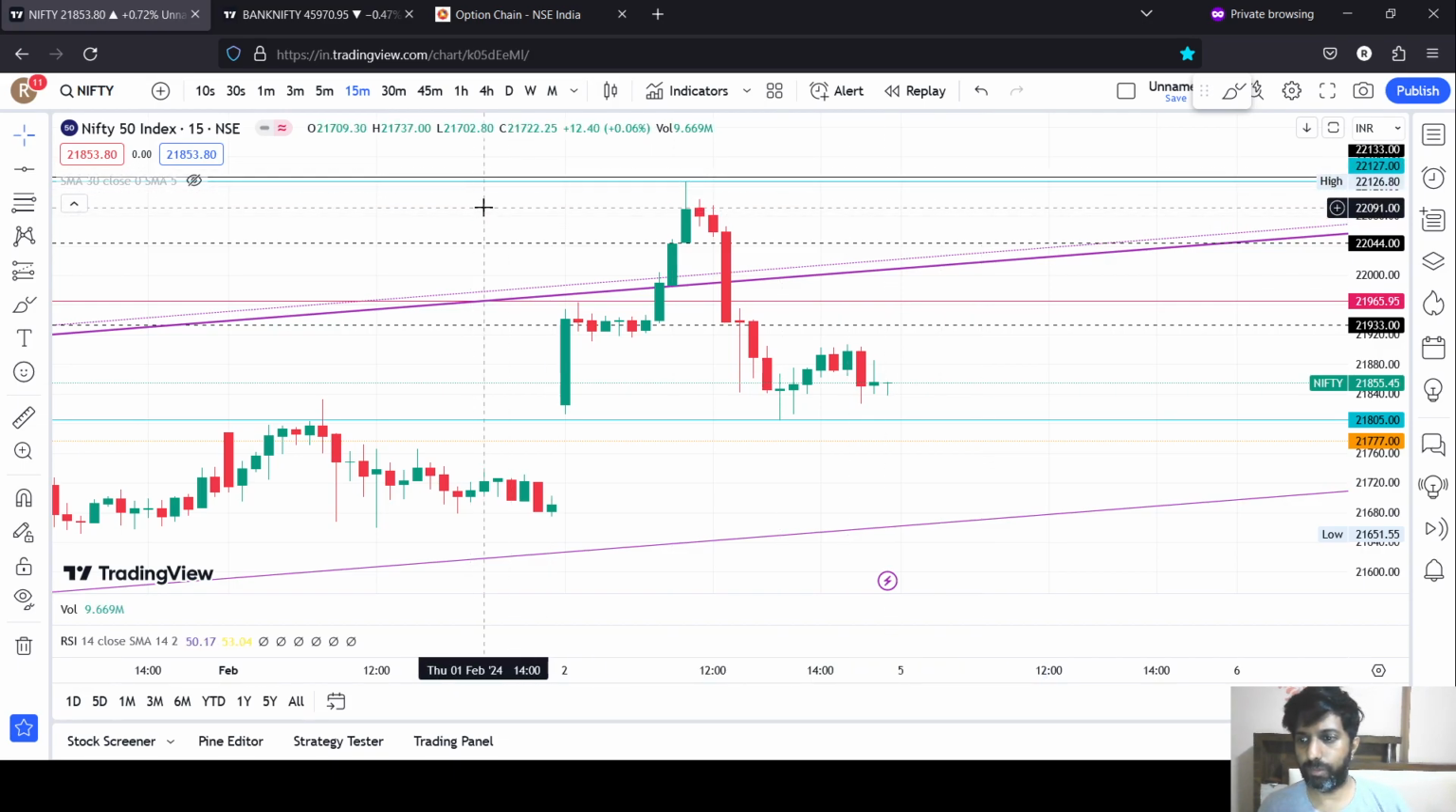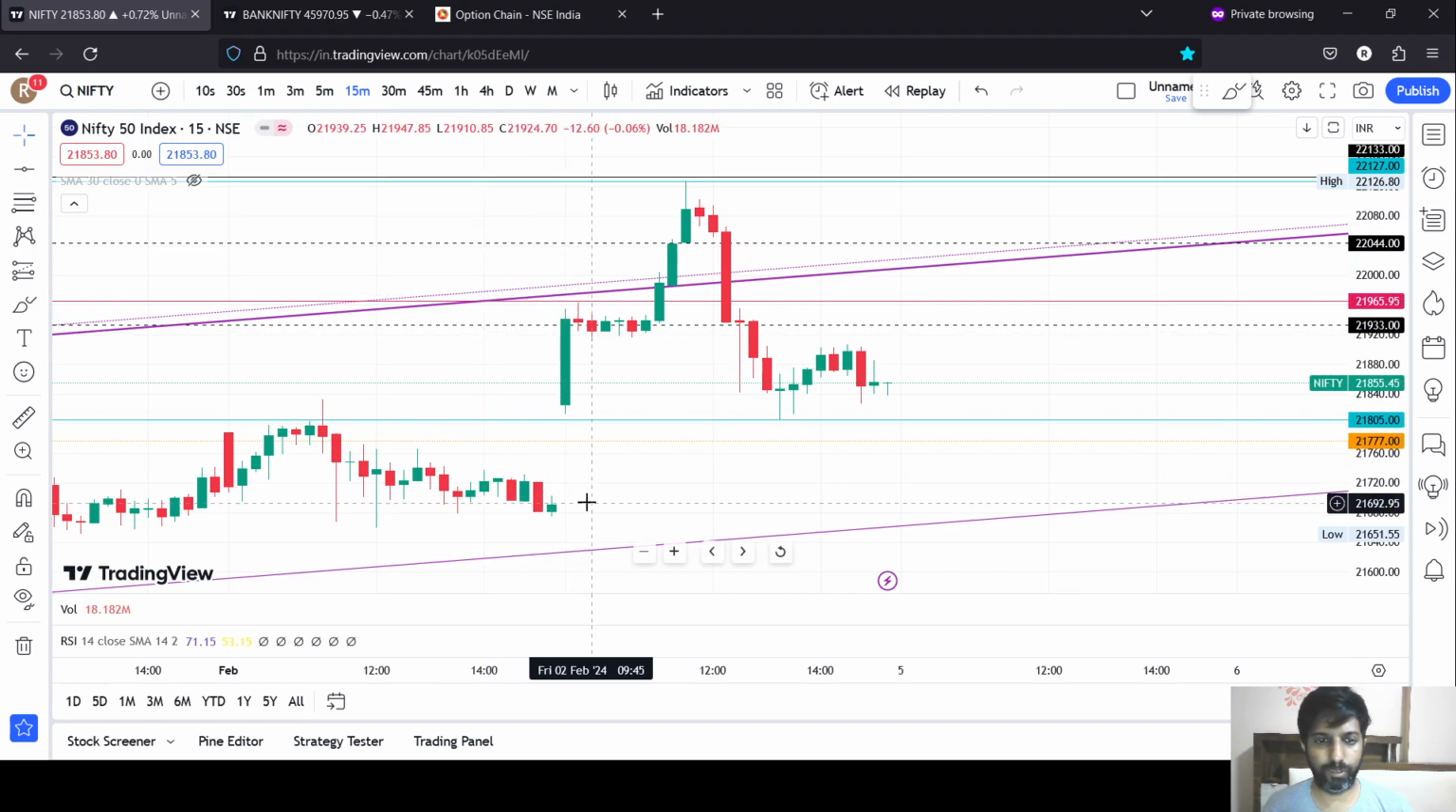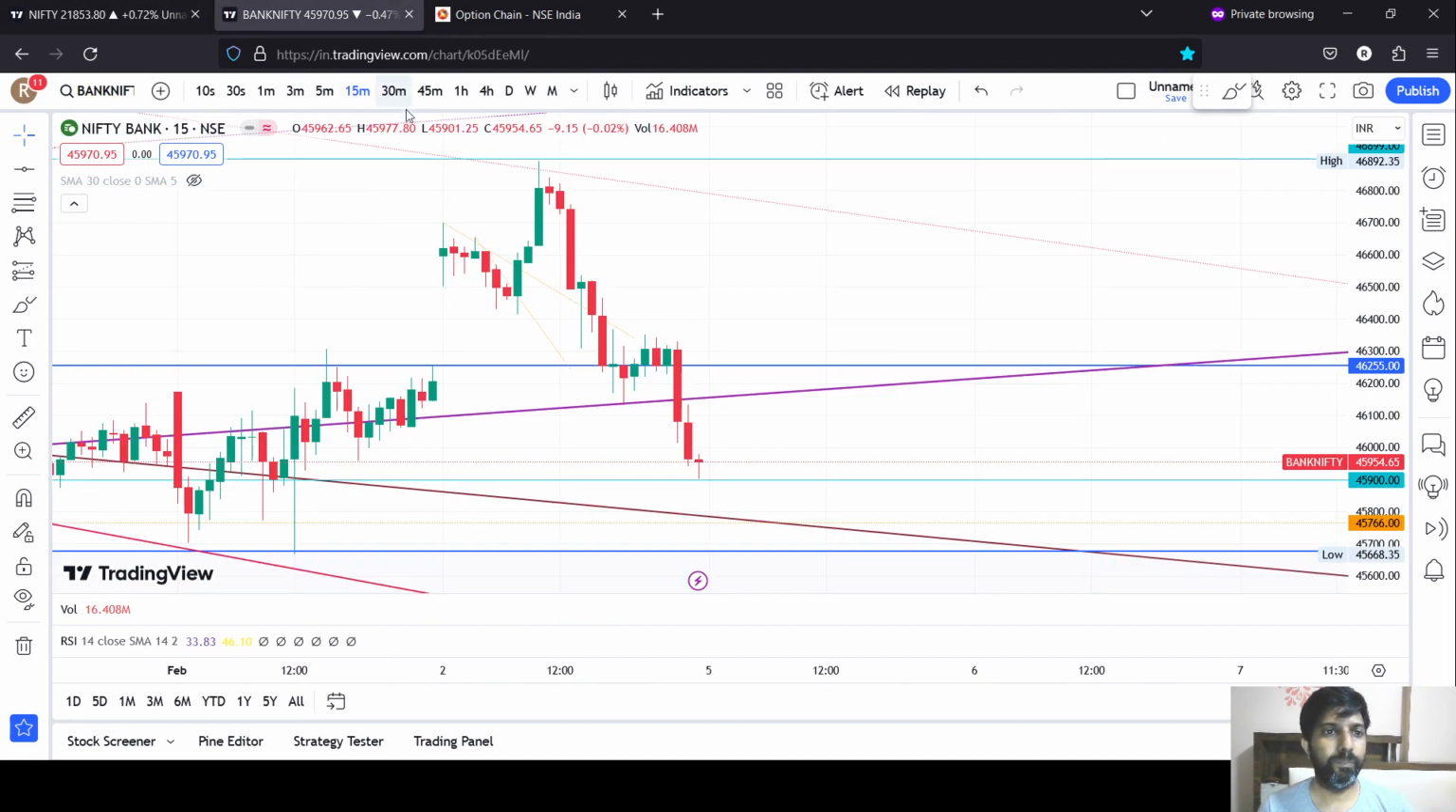On the downside, 21,805 is a critical level. If 21,805 gets broken down, and if the price sustains below it, then I think we can see a downfall till roughly 21,711, 21,700 levels, and then 21,500 levels as well for Nifty.